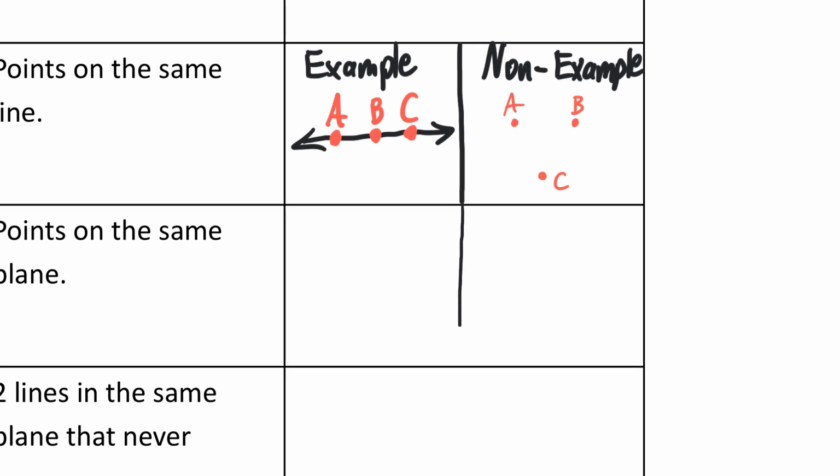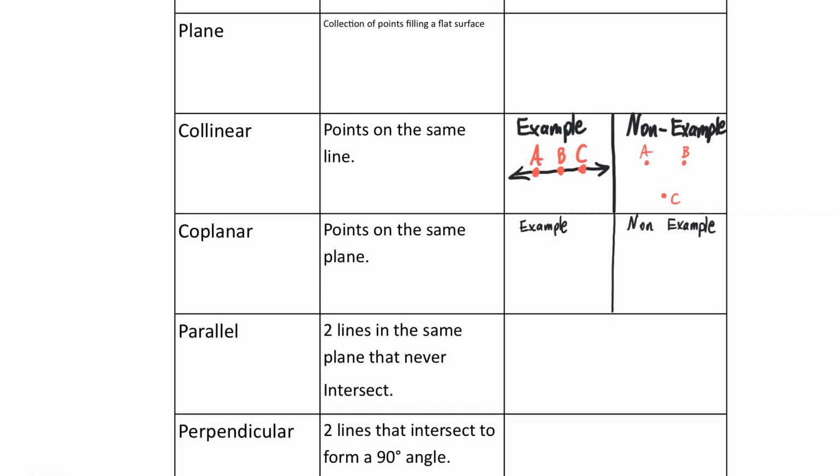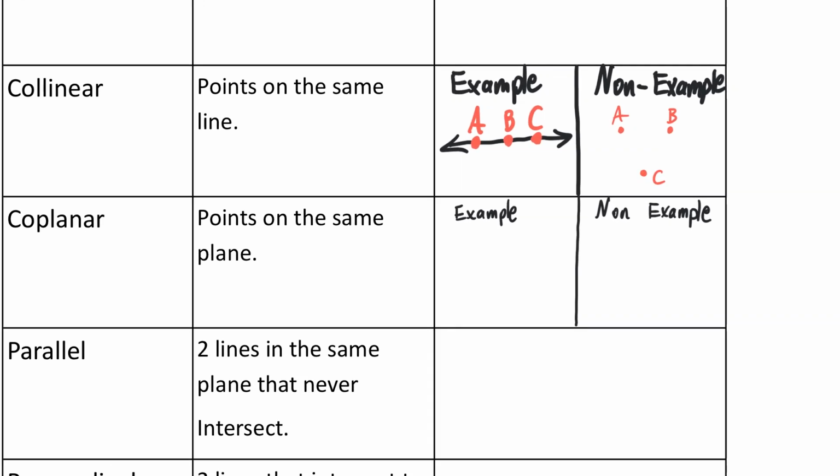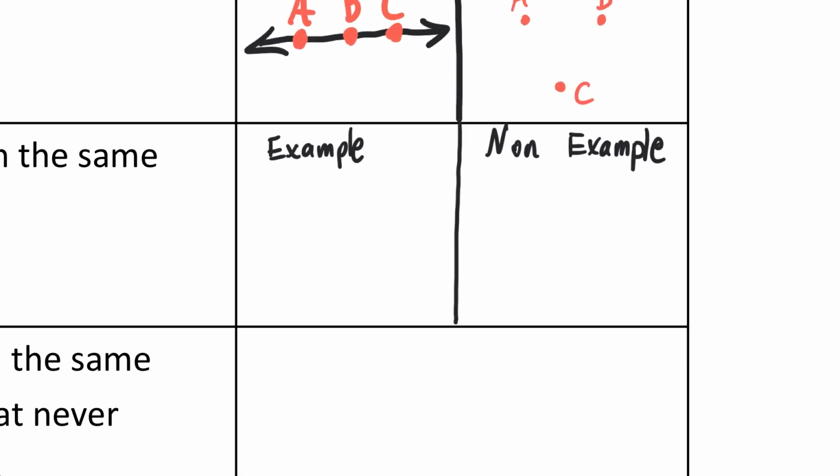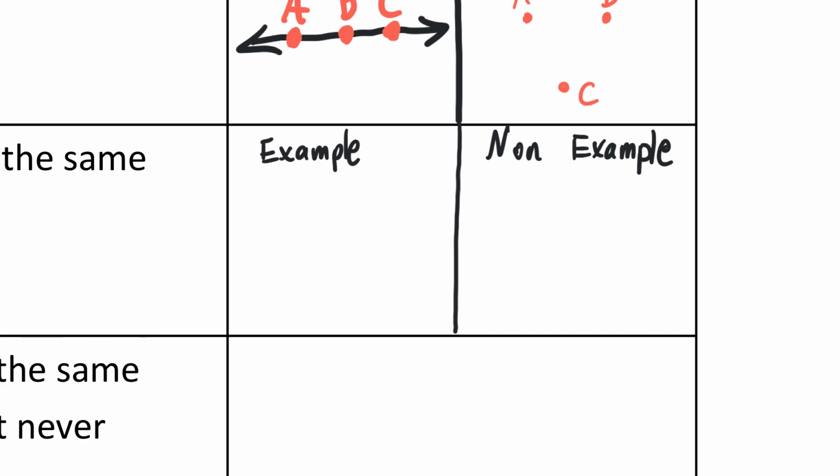Okay, coplanar, I want to do the same thing. We're going to do an example and then a non-example. Okay, so coplanar means there are points on the same plane. All right, so the way we're going to do that is like this. I'm going to draw a rectangular prism like that thing that we made yesterday. Bless you. And I'm definitely not an artist. I don't claim to be. I'm not one at all.